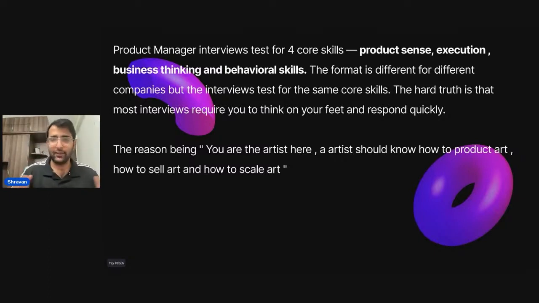The hard truth is that most companies require you to think on your feet and respond quickly. उसका reason है why they test all of these 4 things, because you must have seen that bubble wala thing, that product management is an intersection of business, tech, and design and whatnot. Most people think that product managers just have to do the job of developing a product. No, it's not. The job of a product manager is to first develop the product, then sell the product, and then scale the product.